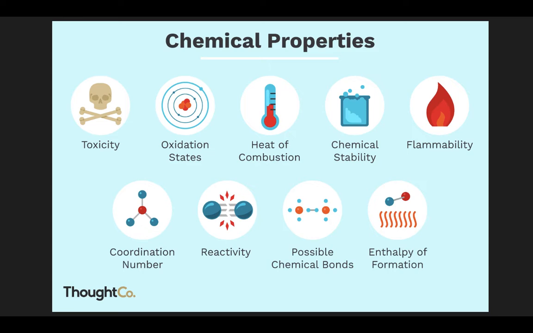A chemical property is any of a material's properties that becomes evident during or after a chemical reaction. That is, any quality that can be established only by changing a substance's chemical identity. Examples of chemical properties include flammability, toxicity, acidity, and reactivity. There are more shown on this slide.